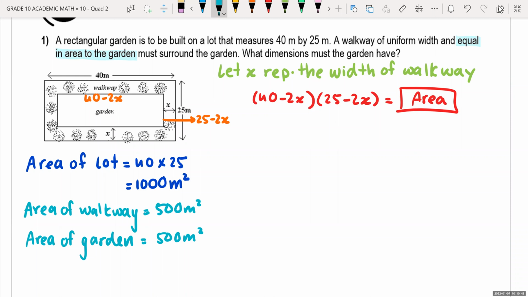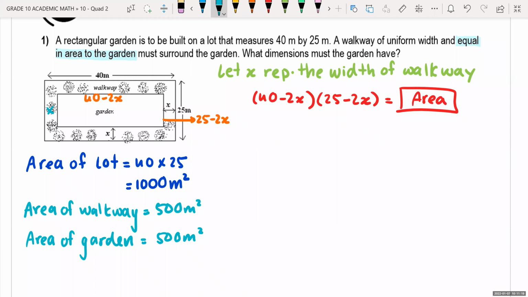Can you explain how you got 2x again? Where, like over here? Yeah, for sure. So see how this entire line is 40 meters? And then this walkway has a length of x. And then that means this walkway also has a length of x. In order for us to get the length of this garden, we're going to take the total 40 meters, we're going to subtract 1x, and we're going to subtract another x. So in total, you're subtracting 2 x's. Do the same thing for this side.